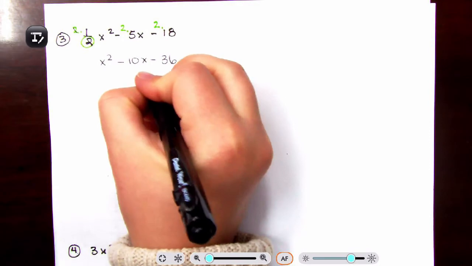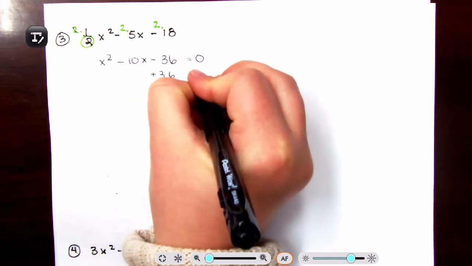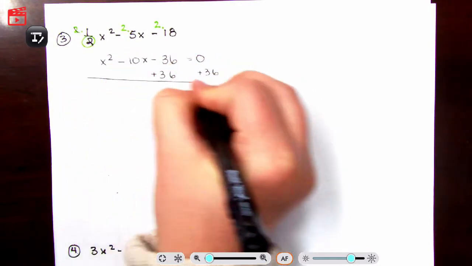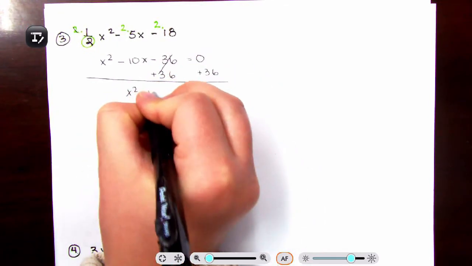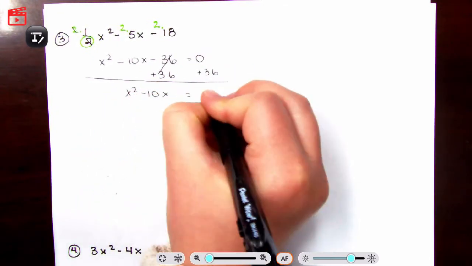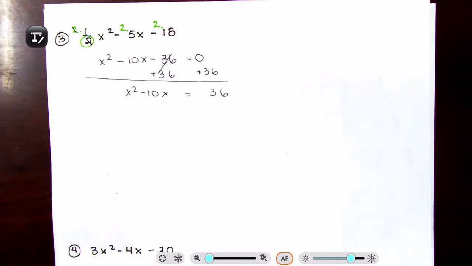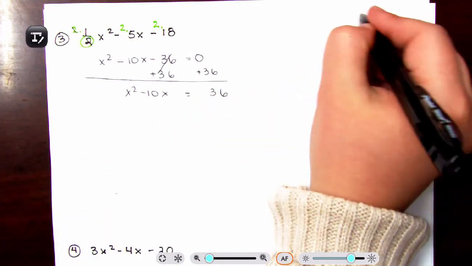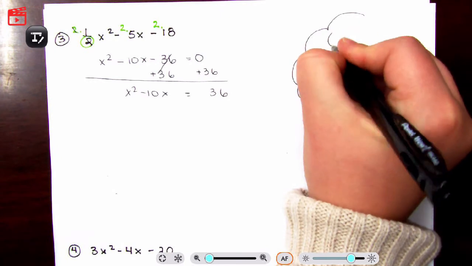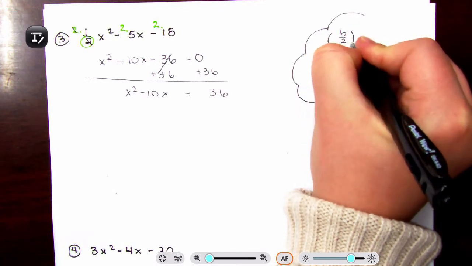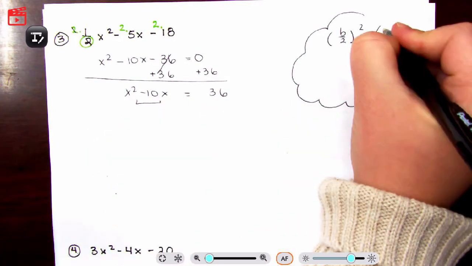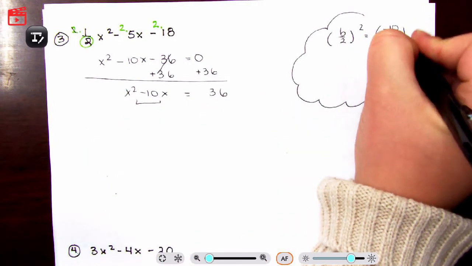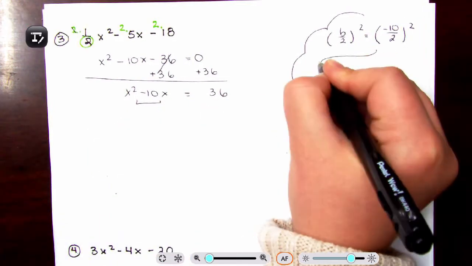Step number 2 is add or subtract both sides your constant, which is 36. So 36 goes away. I have x squared minus 10x is equal to positive 36 on this side. Thinking bubble off to the side, we need 2 things. We need b divided by 2. Then we need to square that value. B here is negative 10. Negative 10 divided by 2 is a negative 5.